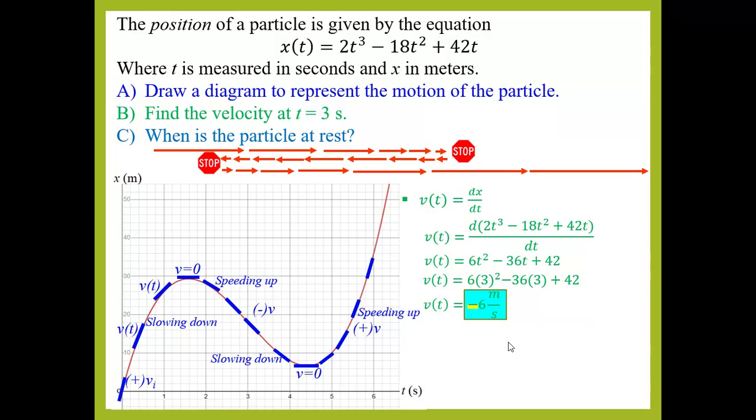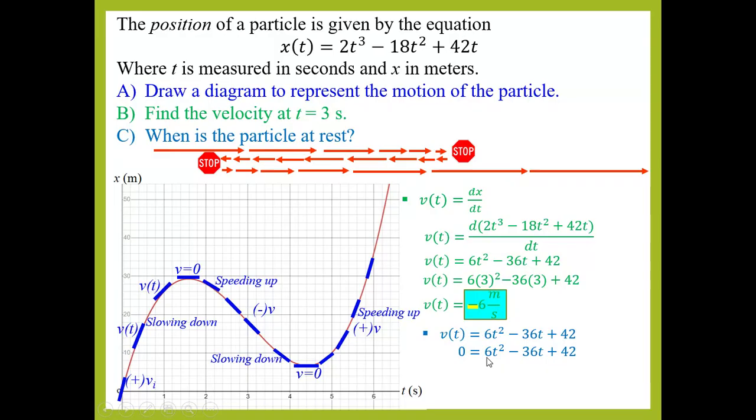Part C asks you to find when the particle is at rest. In order to find when the particle is at rest, all you have to do is take the velocity function, whatever it is, and set it equal to 0 and see if there is a solution. So here's my velocity function that I just derived from taking the derivative of your x of t function. So here's v of t. This is 6t squared minus 36t plus 42. I'm going to set the whole thing equal to 0. Why? Because when an object comes to a stop, it's not moving. If it's not moving, its velocity must be 0 at that moment.